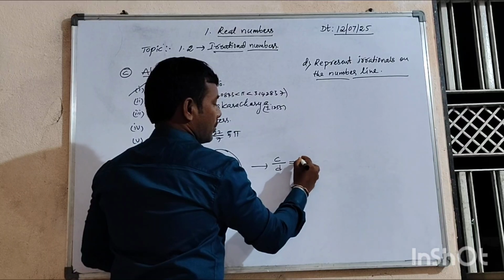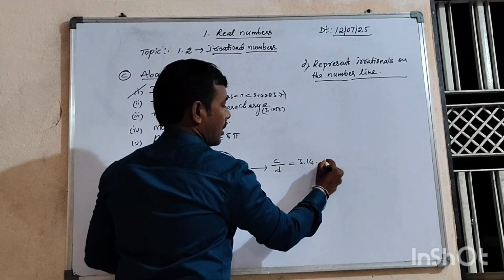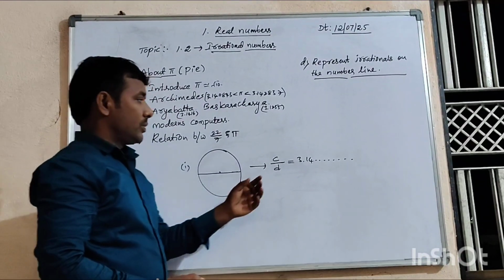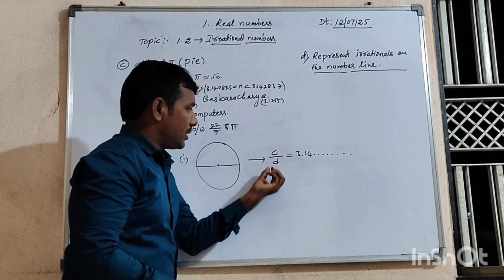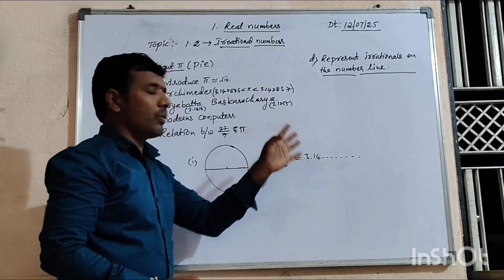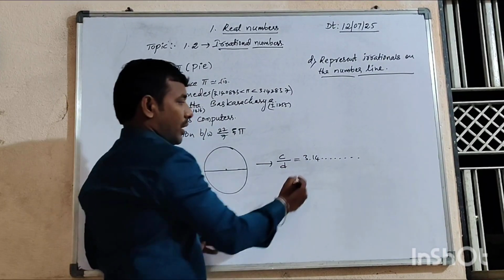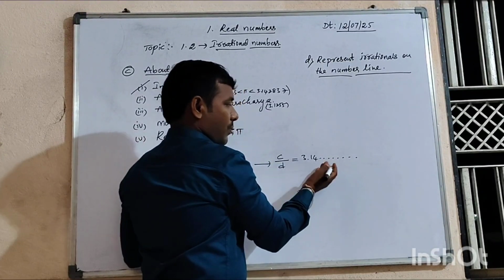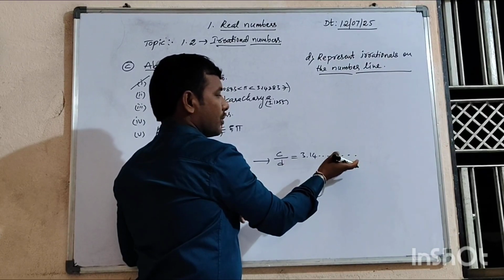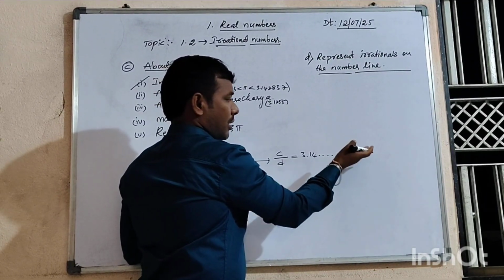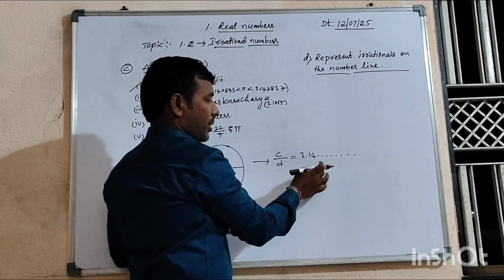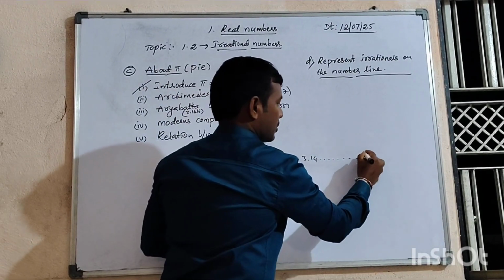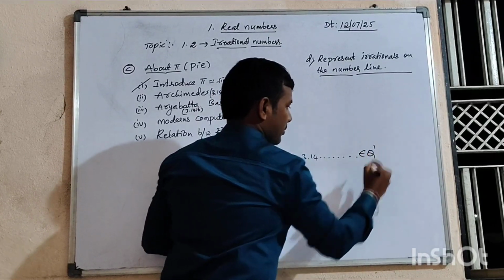So the ratio will always be approximately equal to 3.14... In all circles, the ratio will be 3.14 and so on. Generally, you feel, what is this 3.14 and so on? Is it a repetition? No. Is it an ending? No. Ultimately, we can conclude that 3.14... belongs to the irrational numbers.